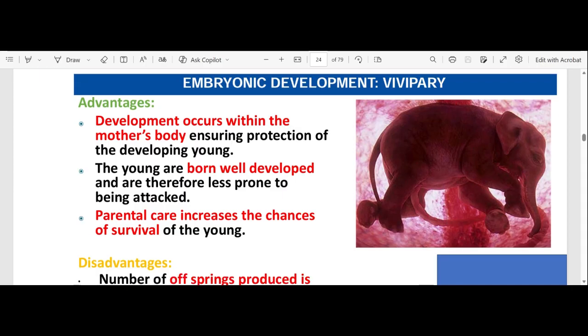Okay, let's start with the advantages. The advantage is that the development occurs within the mother's body, ensuring protection of the developing young. So inside the mother's body. Let's go to the second point.